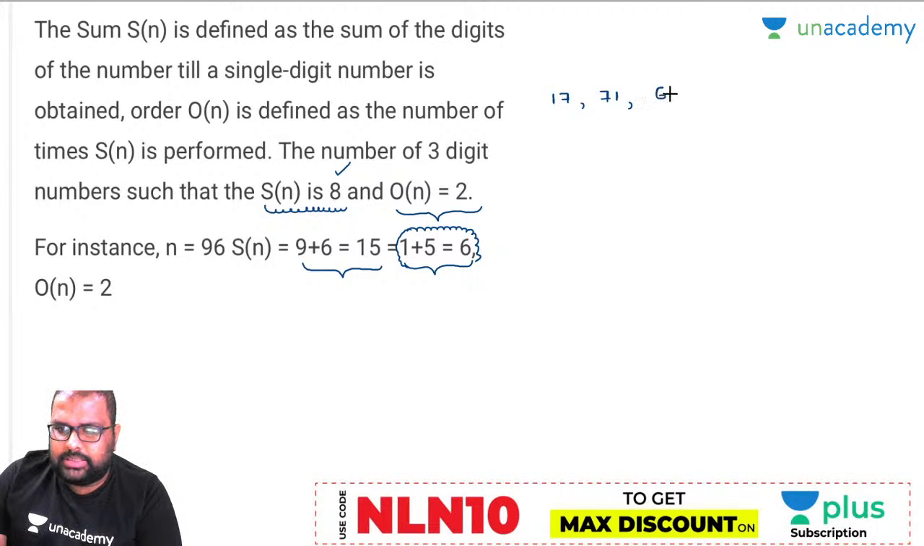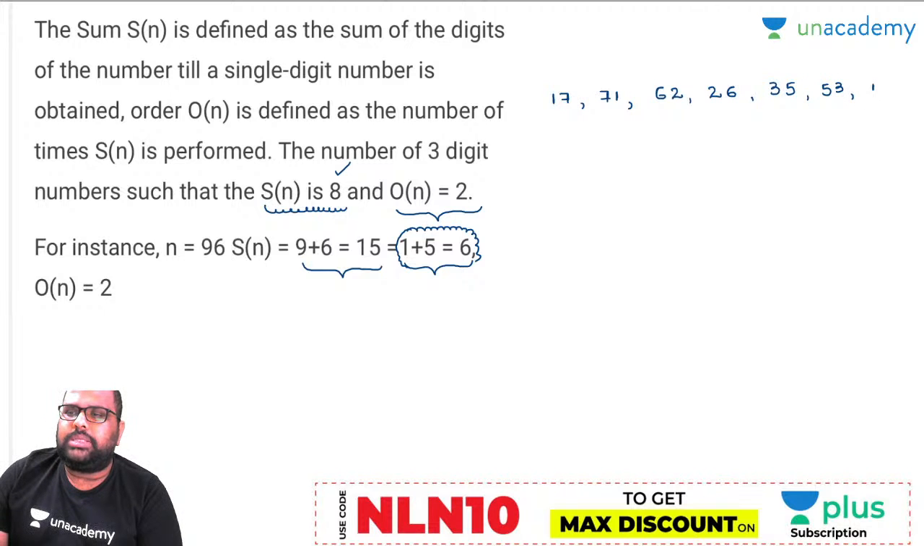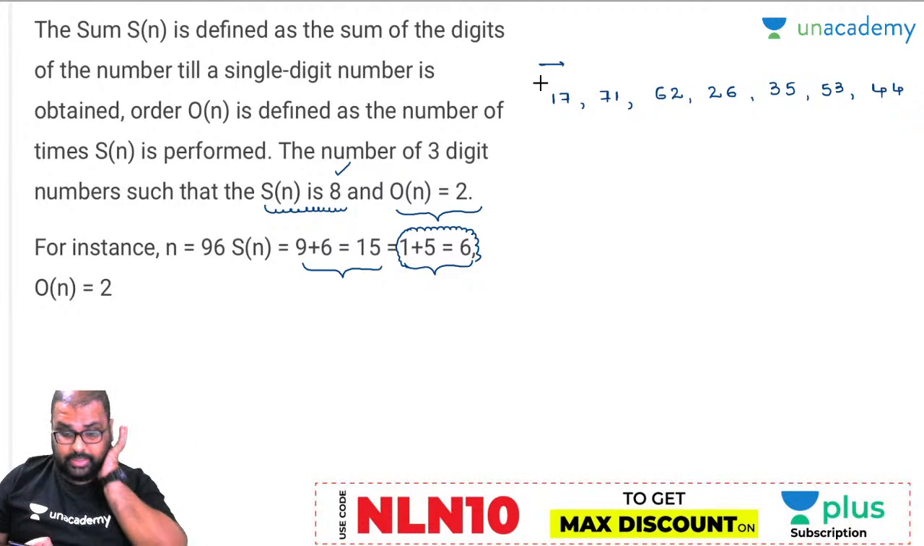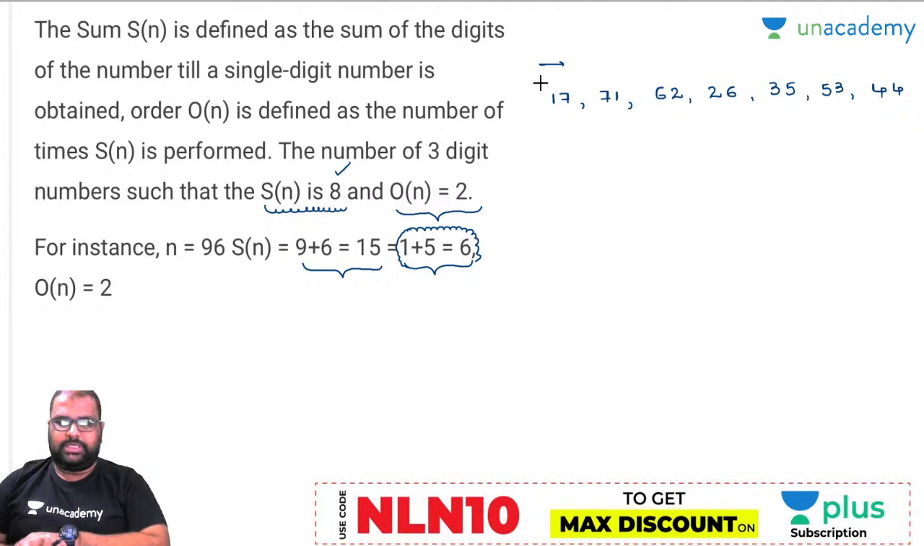And the next one is 62, and automatically 26 will also work out. Now come to 35, automatically 53 will work out. And the last number is 44. Now see here, I have started with the second operation. Let us expand to the third operation, I mean the previous operation.